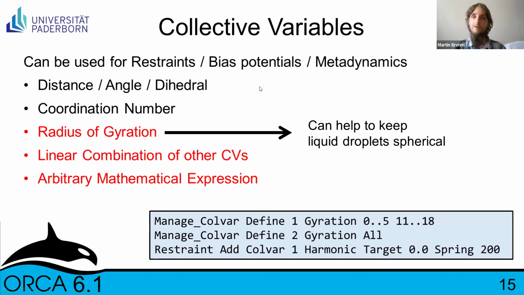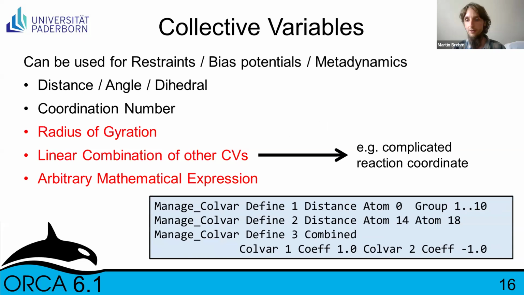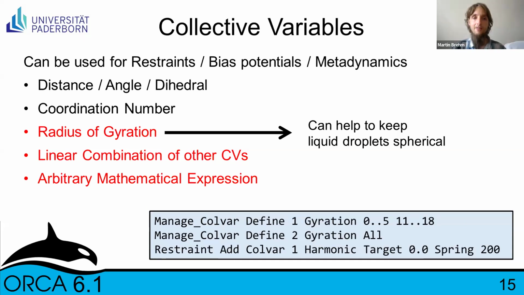It is interesting because, for example, you can use this to keep a simulation of a liquid droplet spherical. By pushing this radius of gyration to low values, you would keep a spherical shape. Or in the opposite, if you would restrain the radius of gyration to a high value, you would make this droplet somehow disperse.